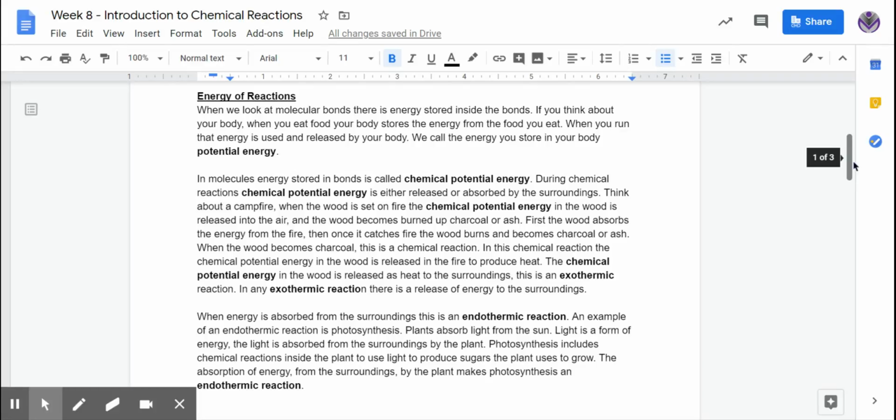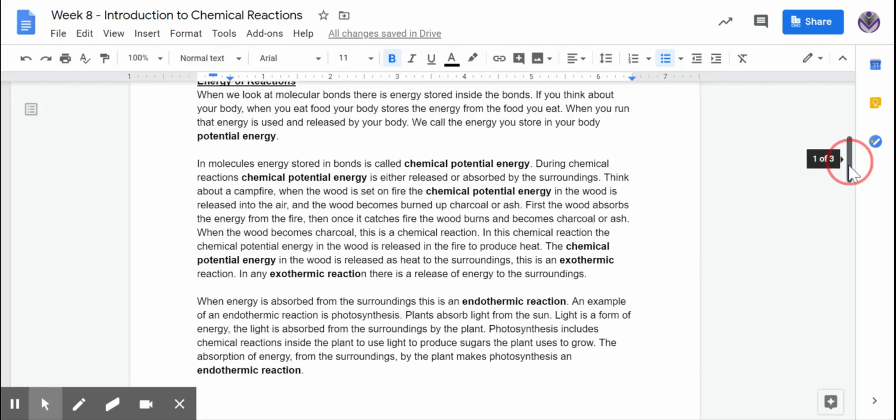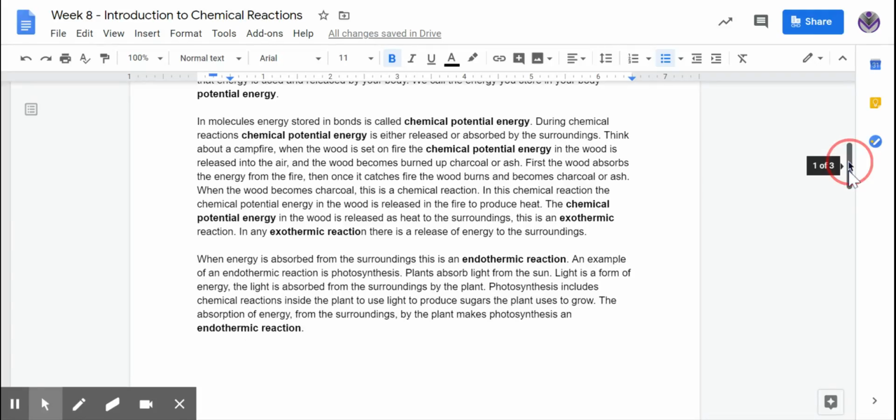And so chemical potential energy is going to either be absorbed or released into the surroundings. So what we mean is the chemical potential in the bonds has got to go somewhere. And where it goes is going to help determine the type of reaction that we have.